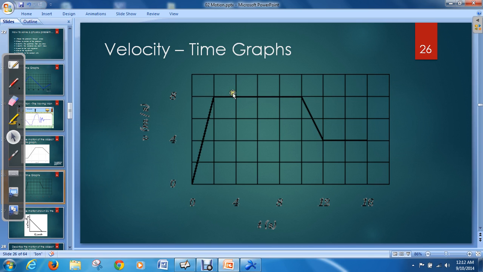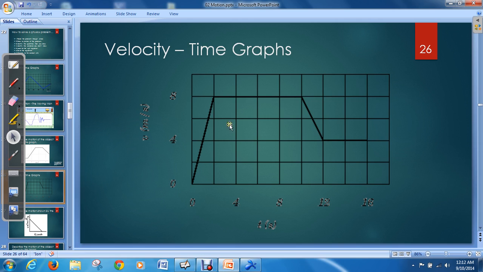This doesn't mean it's stopped, right? A flat line doesn't mean it's stopped in a velocity graph. It just means that it's constantly moving at 8 meters per second. Then it slows down until it goes to 4 meters per second. So you can imagine if this was a person, it's like them slowing down. Then they speed up and start running at 8 meters per second for a while. Then they slow down and start walking at 4 meters per second.